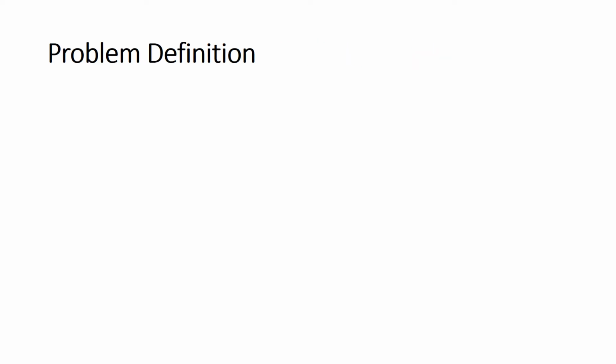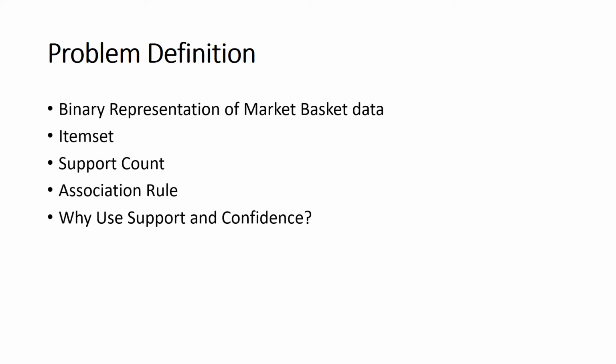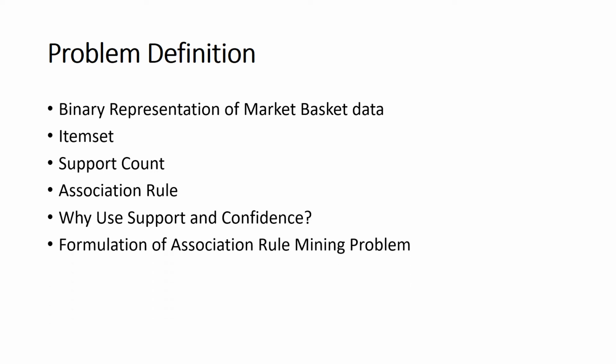Now coming to the problem definition, we are going to discuss the following aspects. Number 1, binary representation of market basket data. Number 2, item set. Number 3, support count. Number 4, association rule. Number 5, why use support and confidence. And number 6, formulation of association rule mining problem.